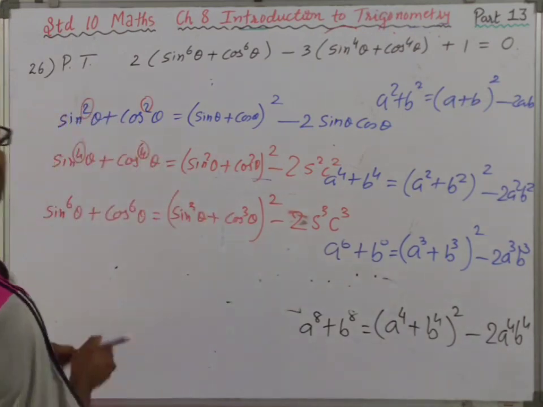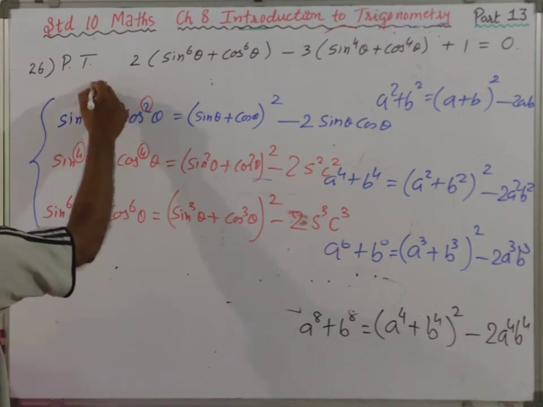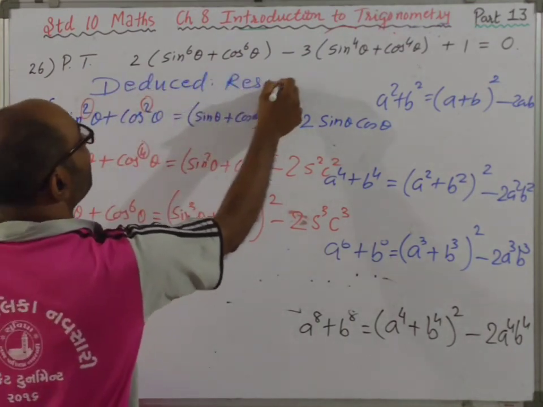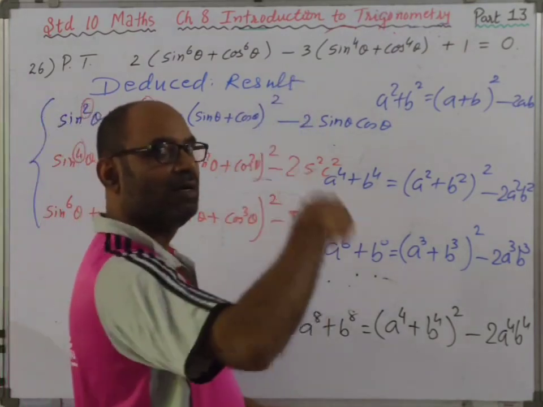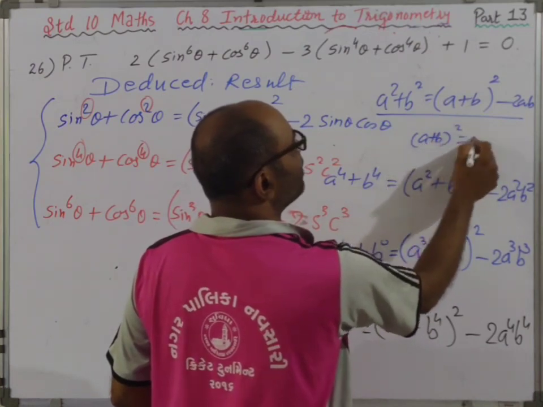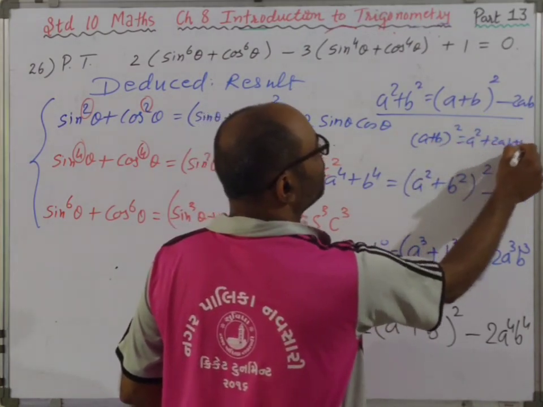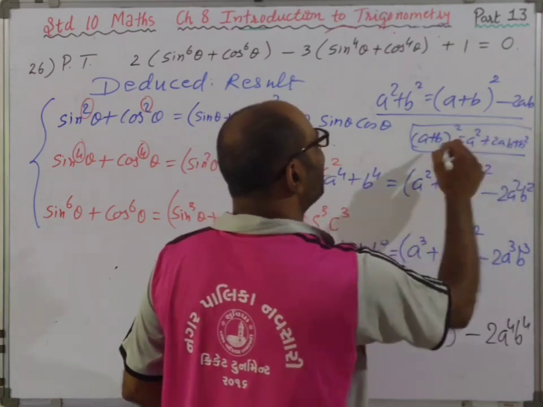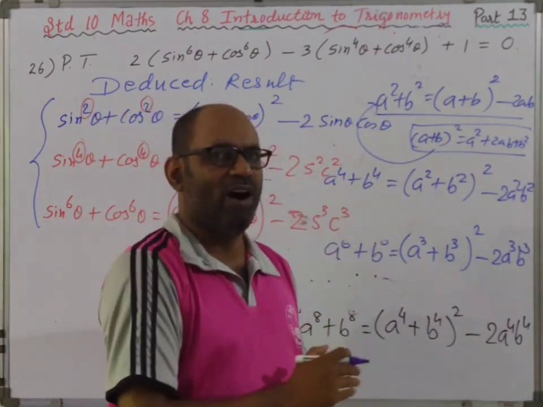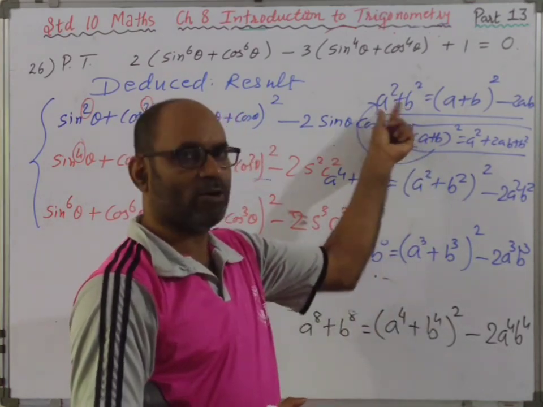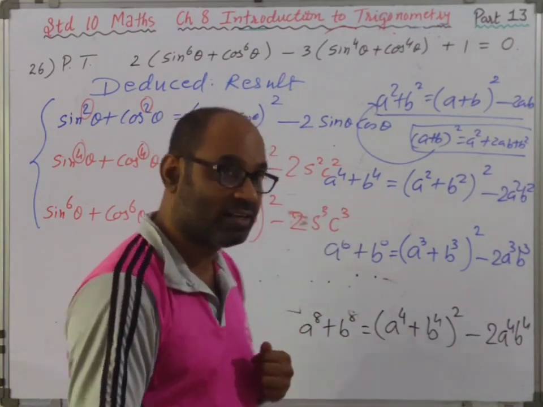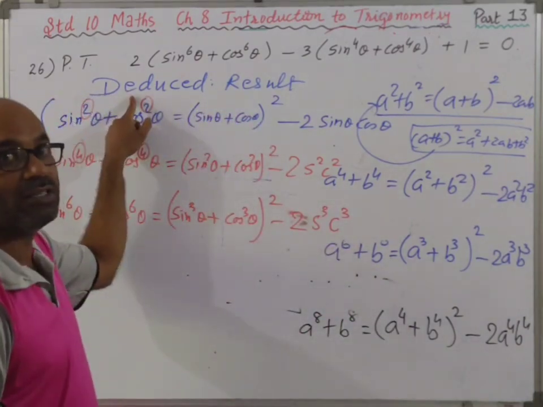And this is what we call deduced results. This is called a deduced result: a result obtained from an existing result. We got this from a plus b whole square is equal to a square plus 2ab plus b square. So that is the result, and from it we got this new result. We just changed the subject of the formula. We made a square plus b square the subject of the formula. So it is called a result obtained from a result. So that is called a deduced result.